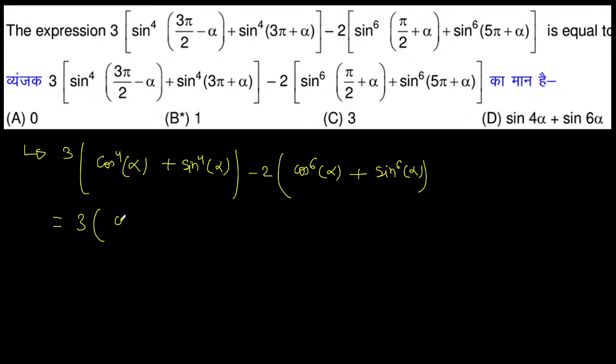Can we write this one as cos square alpha plus sine square alpha whole square minus 2 sine square alpha cos square alpha? Can we write this as a square plus b square plus 2ab? So plus 2ab minus 2ab will get cancelled, and we are going to get simply this as the final output.